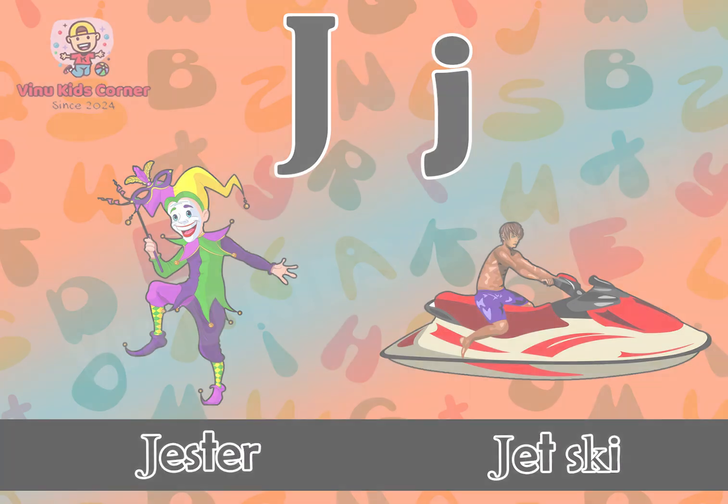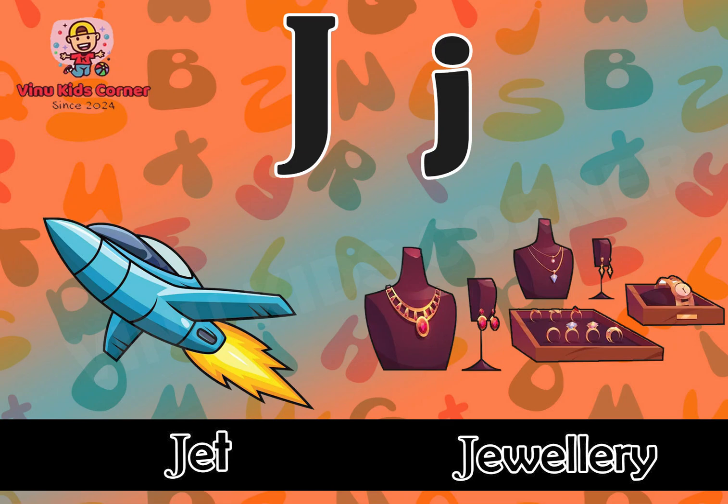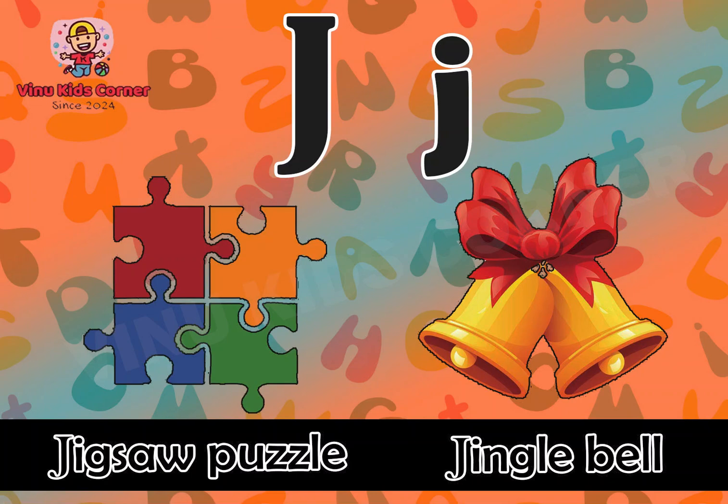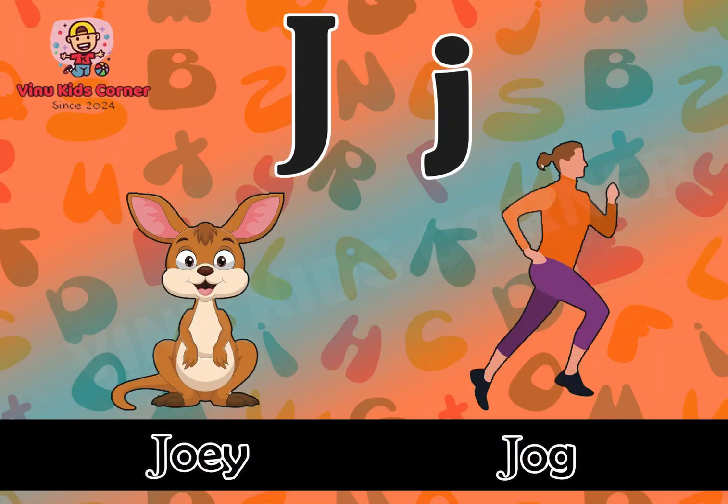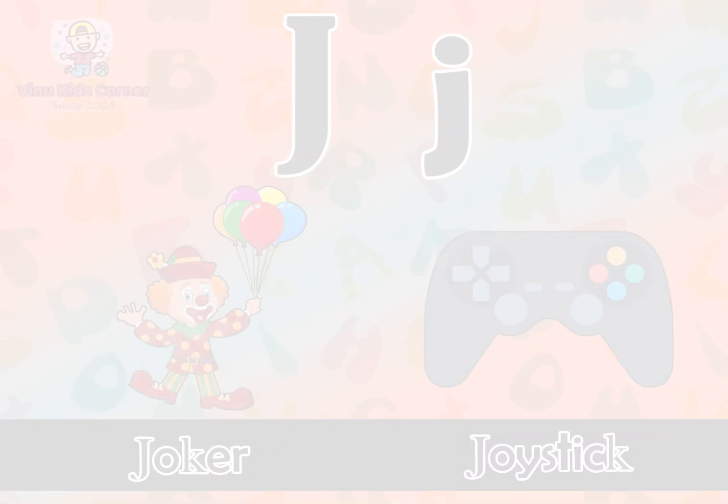J is for jet ski. J is for jet. J is for jewelry. J is for jigsaw puzzle. J is for jingle bell. J is for Joey. J is for jog.